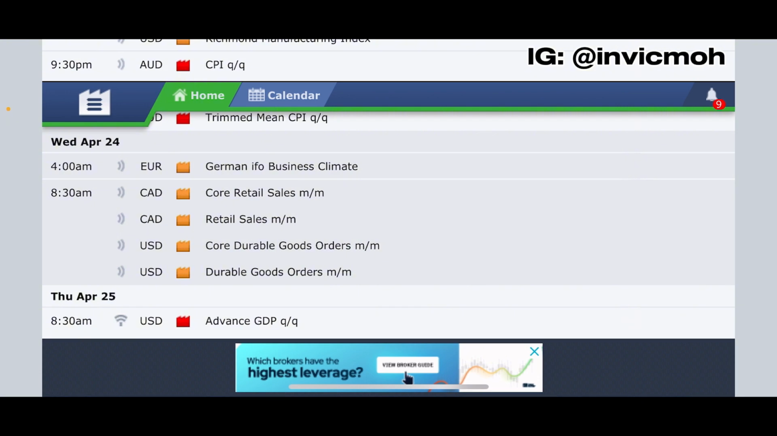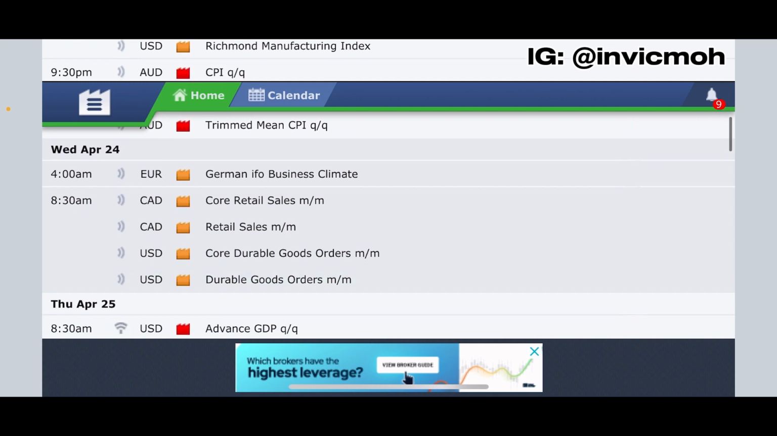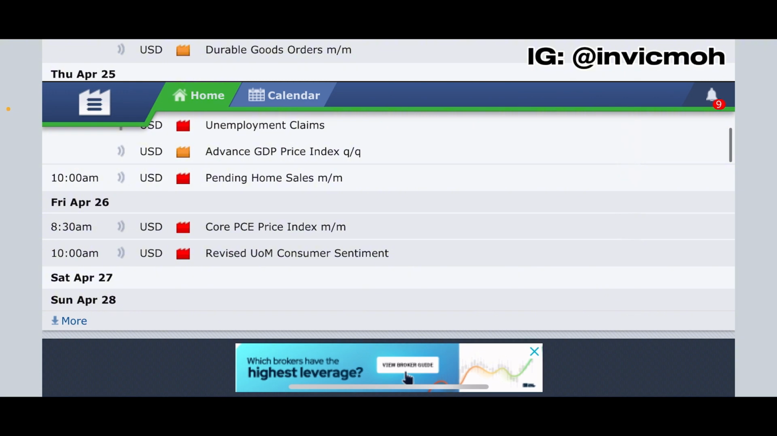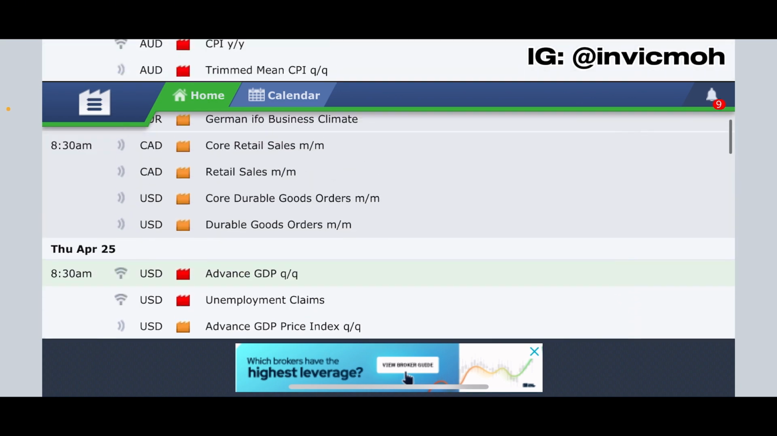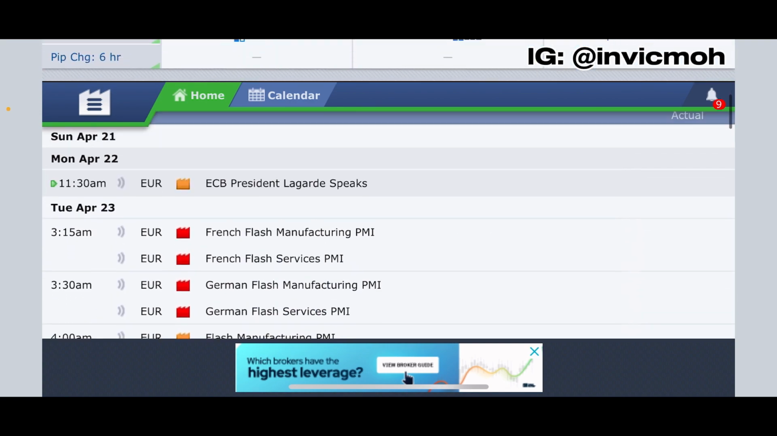On Wednesday, it is a calm day, really. We could get volume in the market, but nothing interesting here in terms of news events. On Thursday, we have USD advanced GDP and unemployment claims, and the pending home sales number. So Thursday can be maybe interesting. We'll see about that. And on Friday also we have consumer sentiment and core PCE price index. So we're potentially going to see volume in the market on Friday also. So that's what we have for the economic calendar for next week's trading.